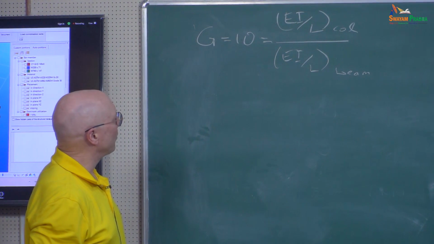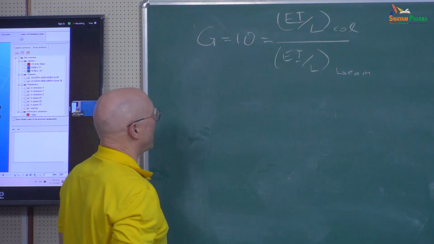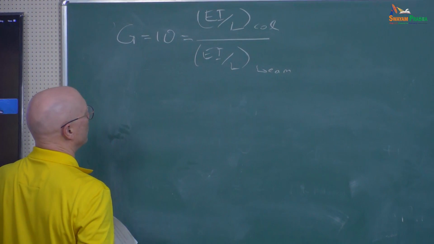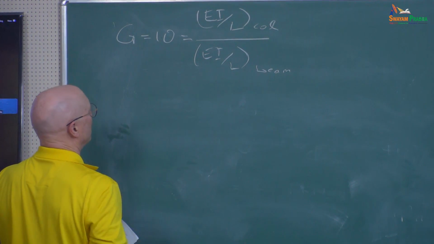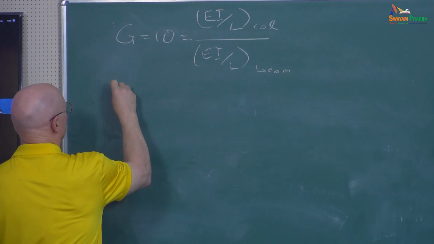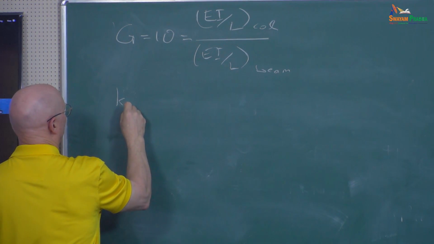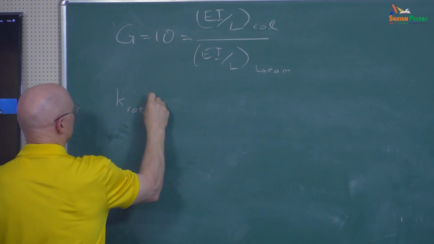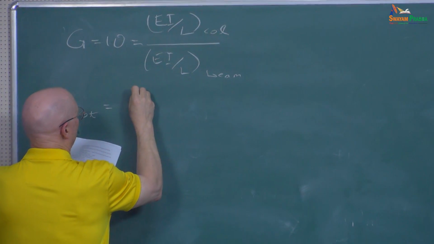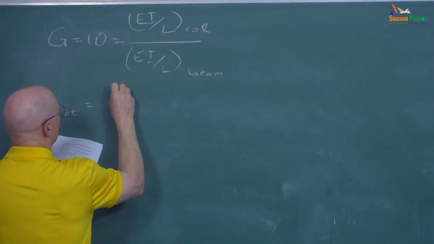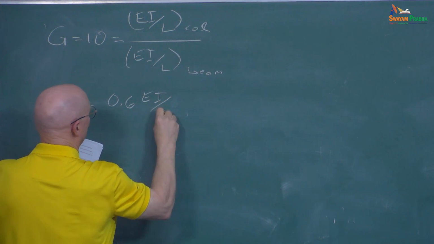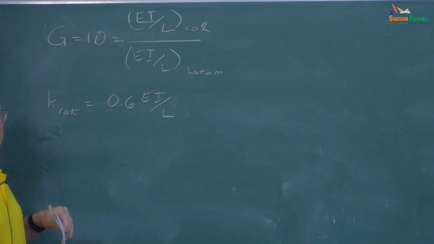Now with side sway, the column stiffness that's associated with this side sway mode would be 6 EI over L. So we're going to basically say, okay, we should use a rotational spring. I'll call it a little k, another k, a k rotation, equal to 1/10 of 6 EI over L. So 0.6 EI over L. Okay?